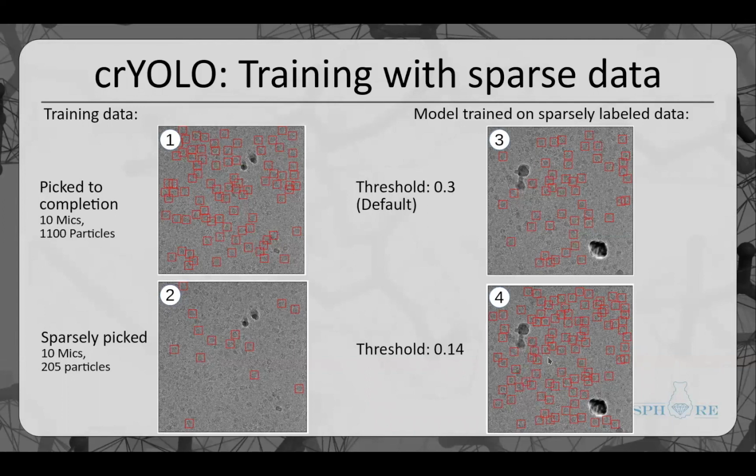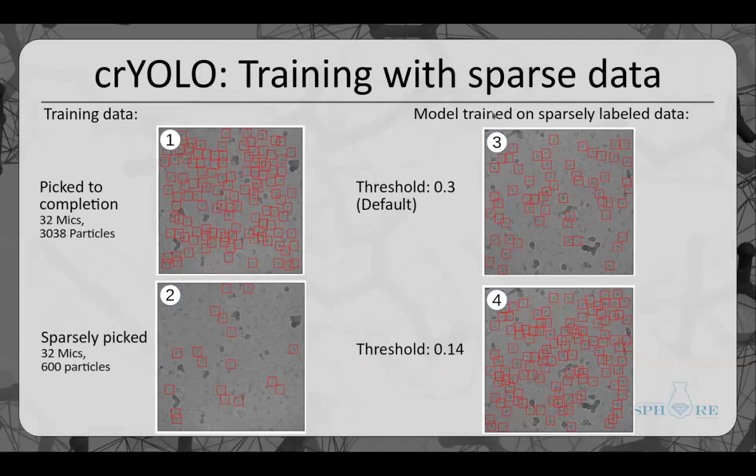And we repeated this experiment on our TRPC4 data set. So basically, we did exactly the same. We removed 80% of the training data and trained a model on it. And if you then run the picking with the default threshold, it misses some particles. And if you reduce it to a lower threshold, you get your particles back.